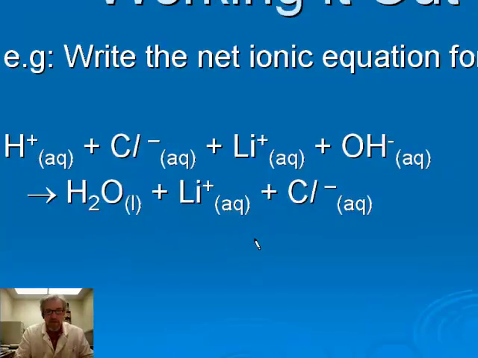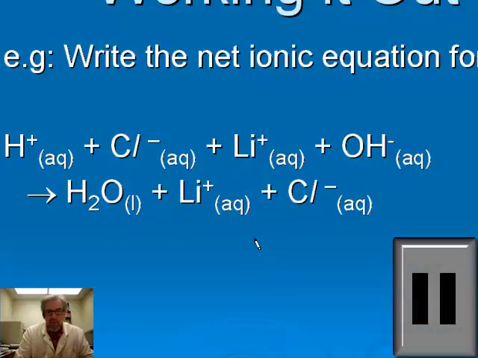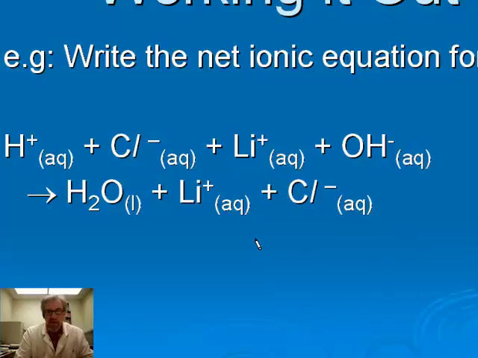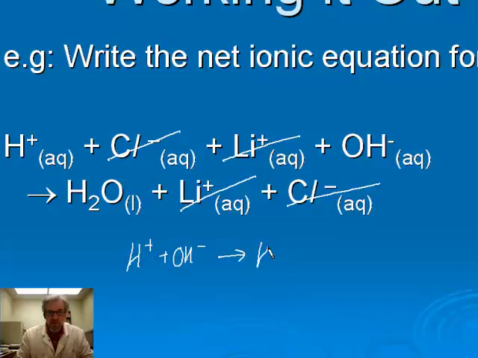This is the ionic equation for the hydrochloric acid and lithium hydroxide reaction. Stop the video, find the spectators, and write the net ionic equation. If I look on the left-hand side, I'm going to see chloride, and I also see it on the right-hand side. I will see lithium on the left side and on the right side of the arrow. So they are spectators, and I would remove them. The net ionic equation just ends up being H plus OH minus makes H2O.